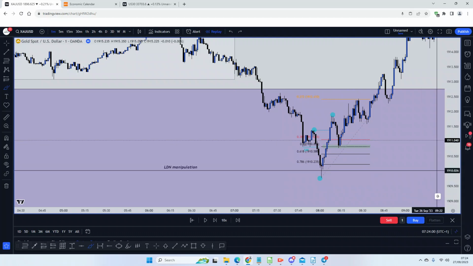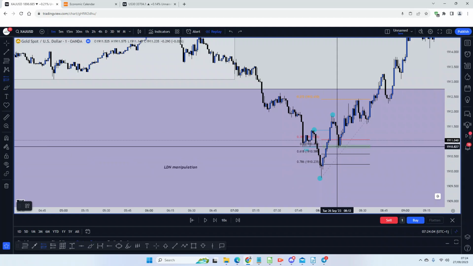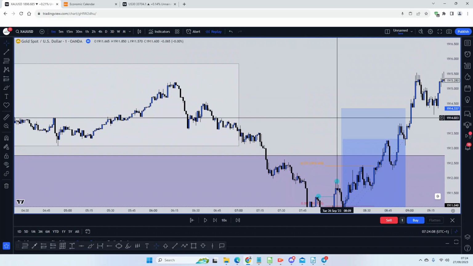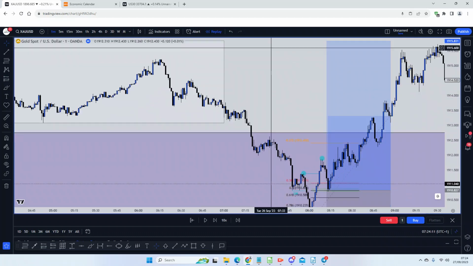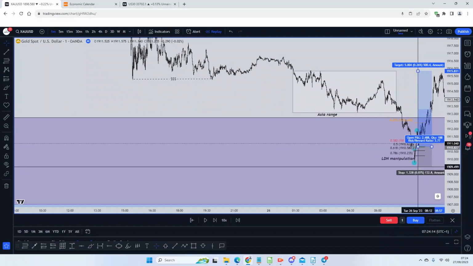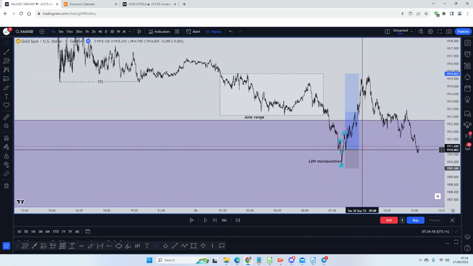So that's exactly where I entered the trade. We also had the 1910 psychological level as an added confluence. I entered as soon as the market tapped into that 50% fib confluence level. Our target was the high of the Asian session, and my stop loss was well protected below the lows, and I went for a nice 1 to 4 risk to reward.